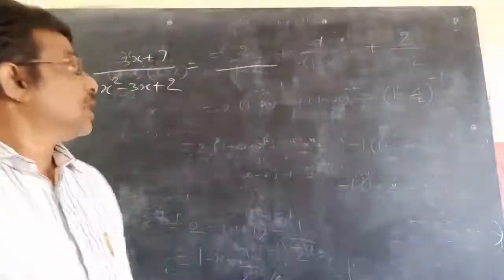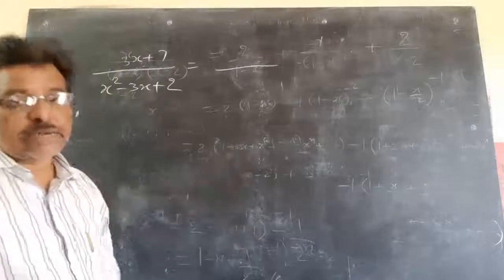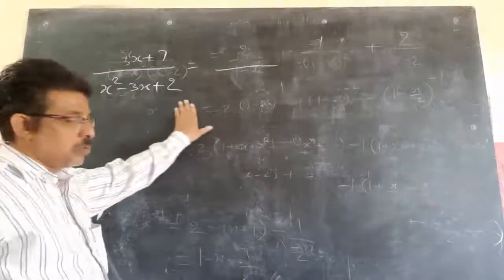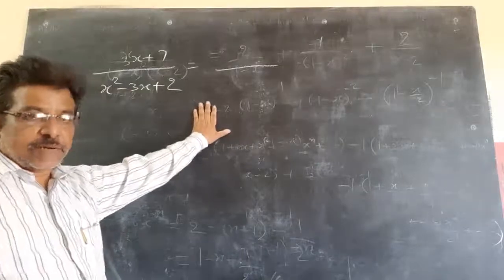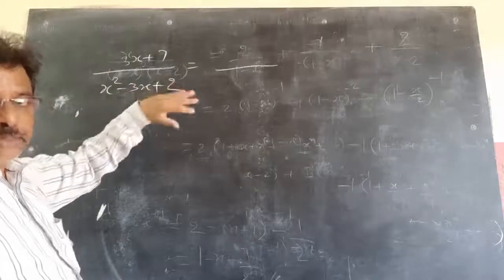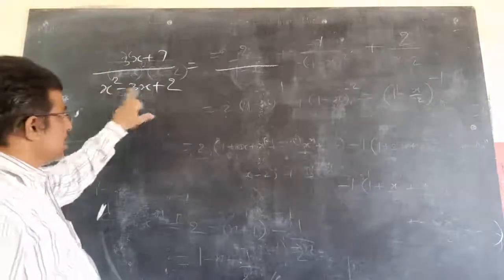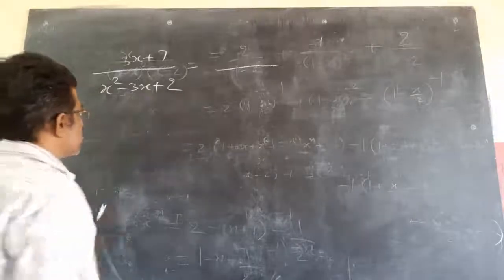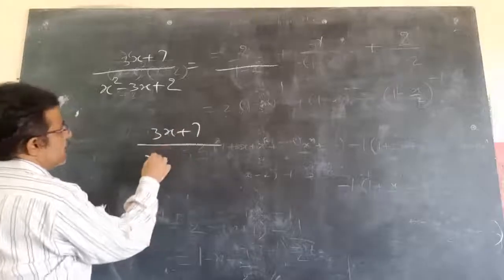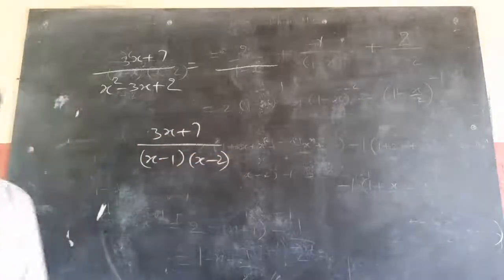Now see, (3x plus 7) by (x square minus 3x plus 2) equal to dash, given in MHT-CET 93. Very simple, no need to do that much lengthy methods. Here I will tell you shortcuts. First, resolve into linear fractions if it is reducible. This is 100% reducible if you try splitting the middle term. So we can write (3x plus 7) by (x minus 1) into (x minus 2).